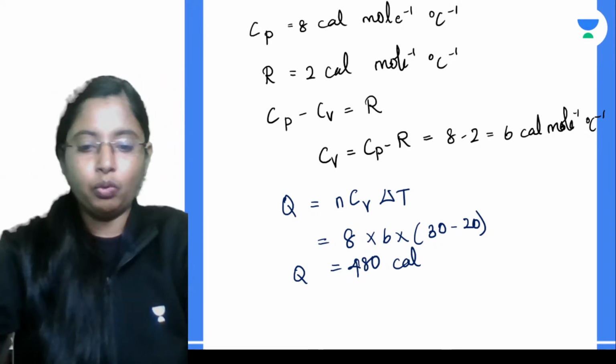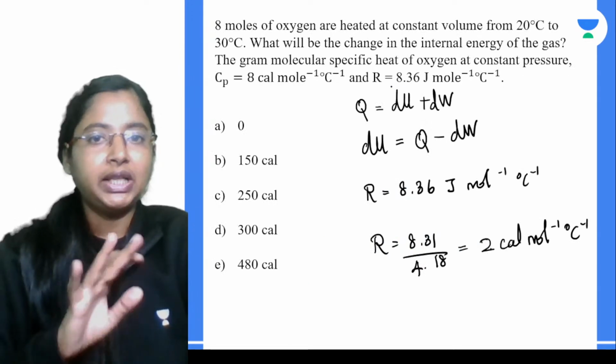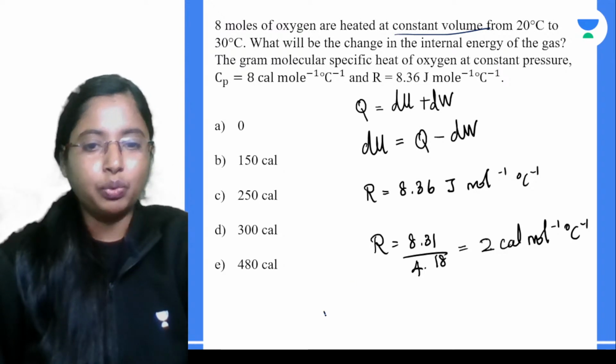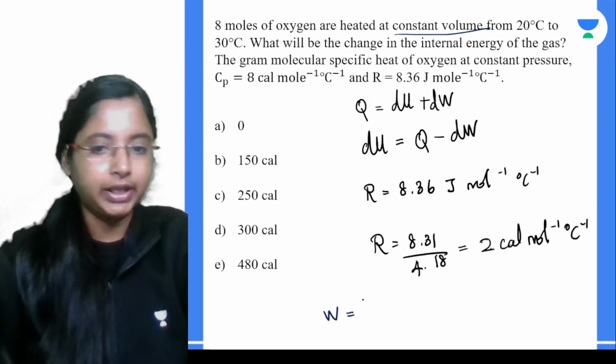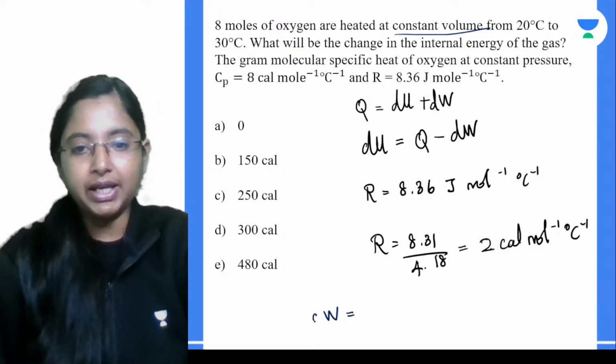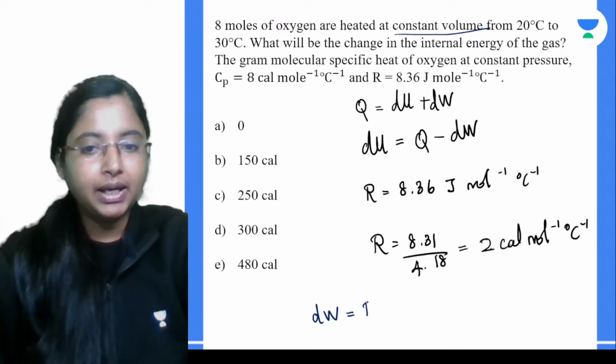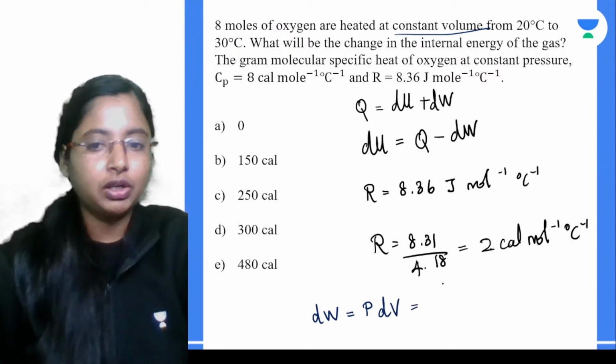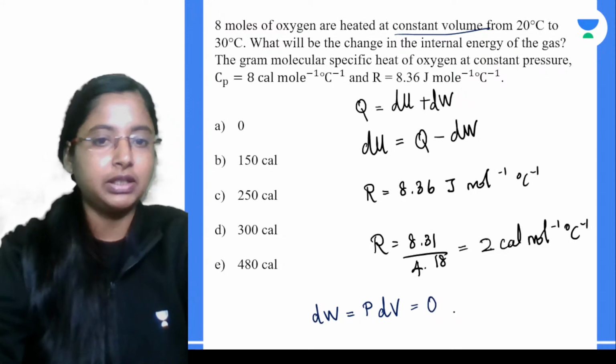Now, what is one more concept we know? The entire 8 moles of gas are heated at constant volume. What is the work done? Work done can be expressed as pressure into the change in volume. Is there any change in volume? No, because the volume is constant, so the work done is 0.